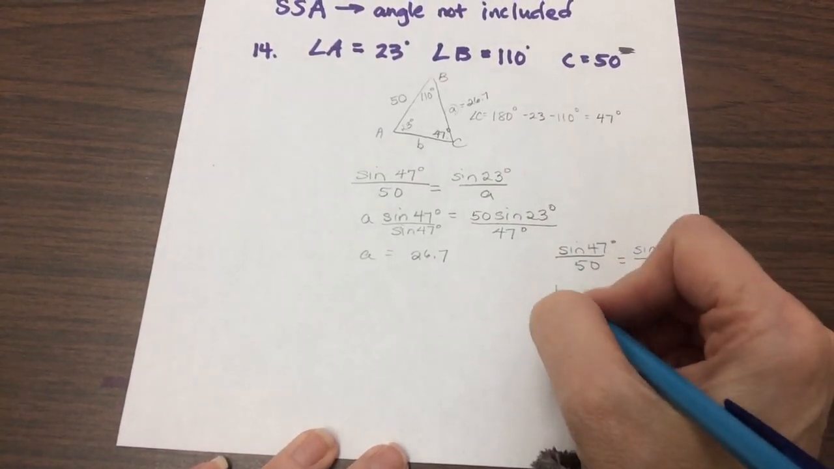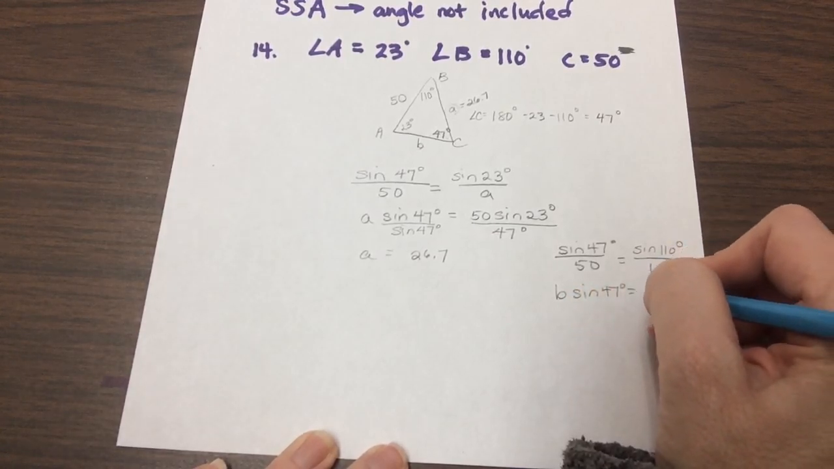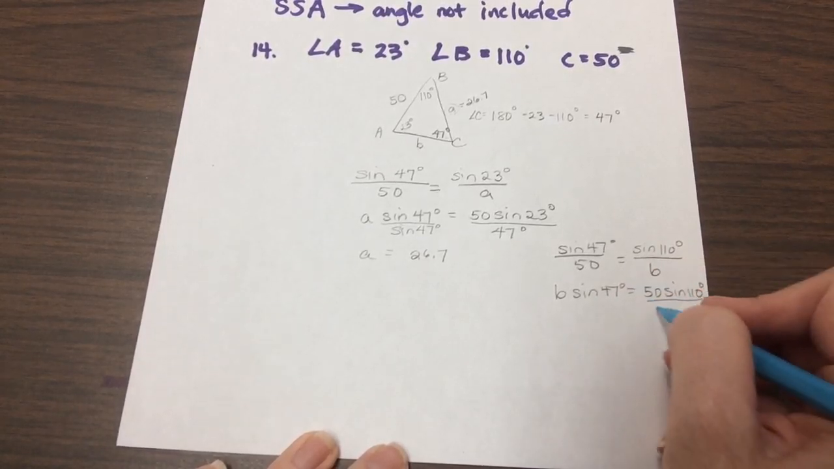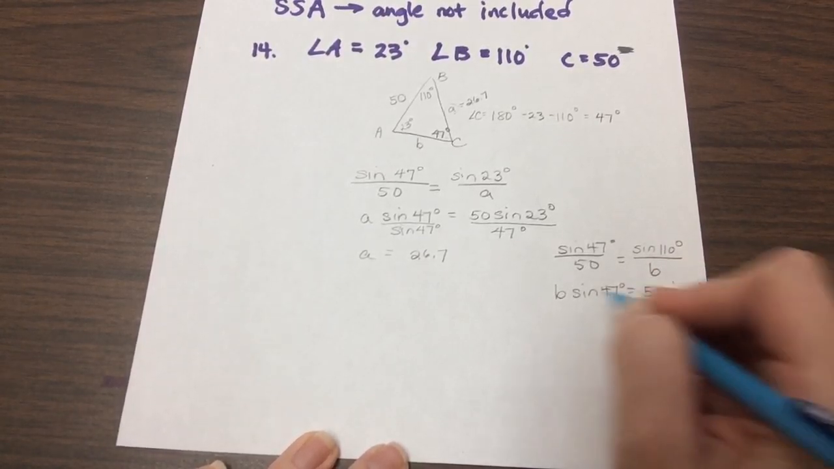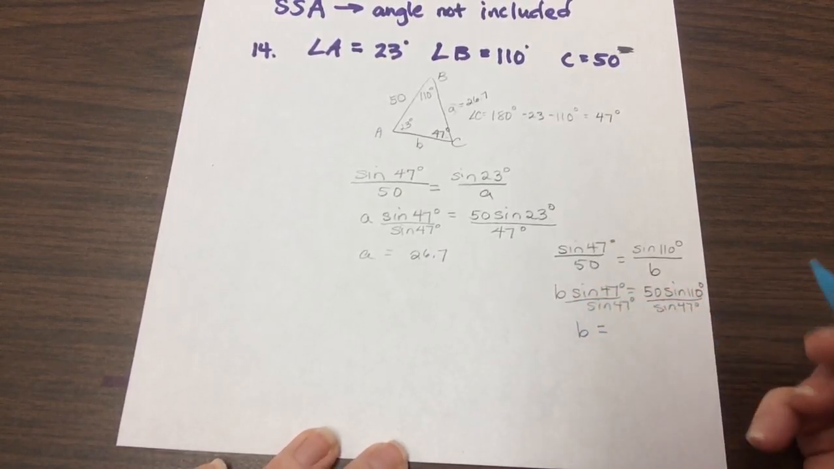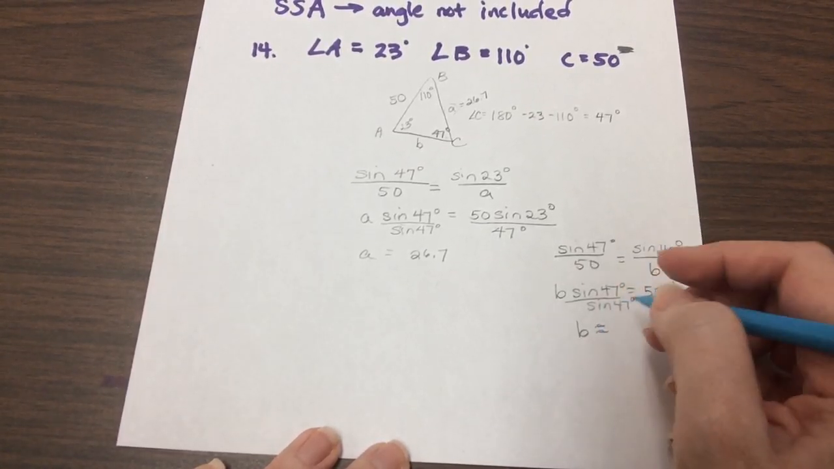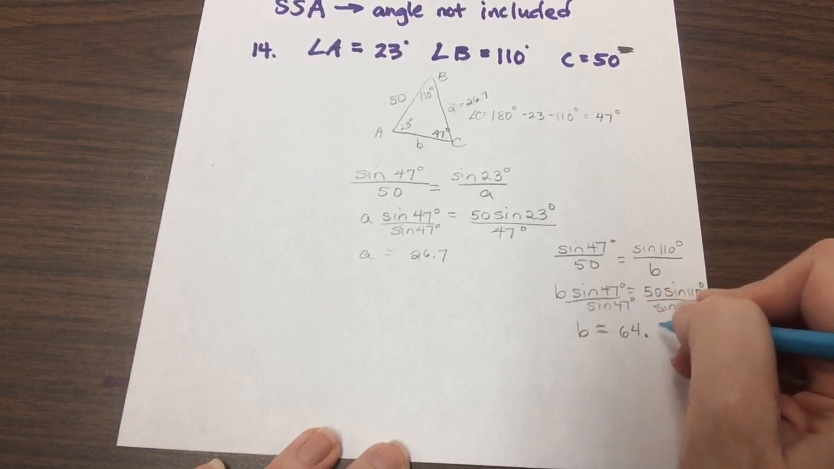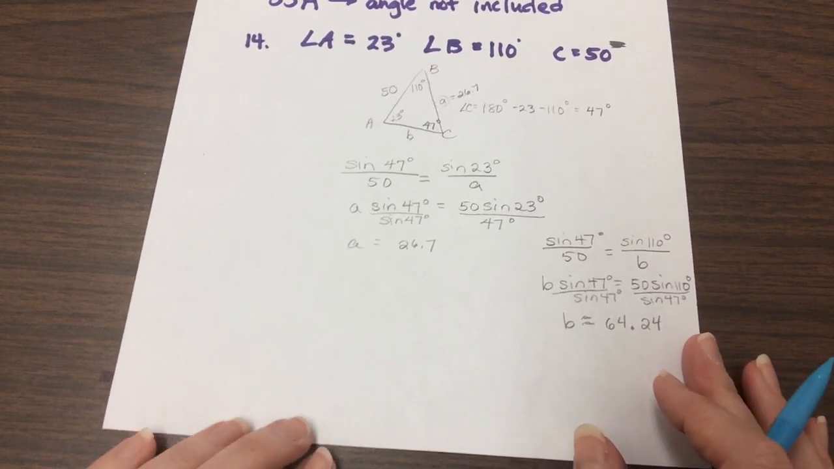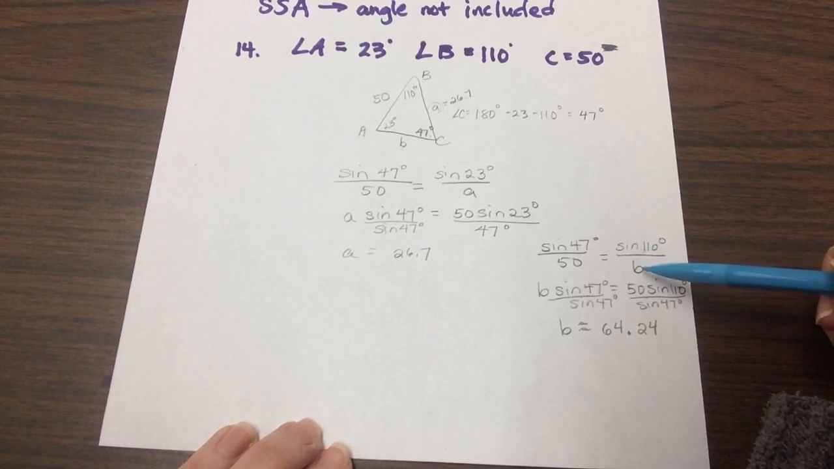Alright, cross multiply again, and divide by the sine of 47 degrees. And when I plug that in my calculator, I see that B is approximately, and I should be writing my approximately's better than I'm doing, 64.24.